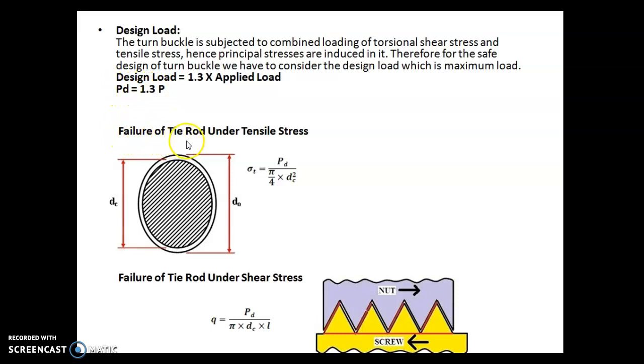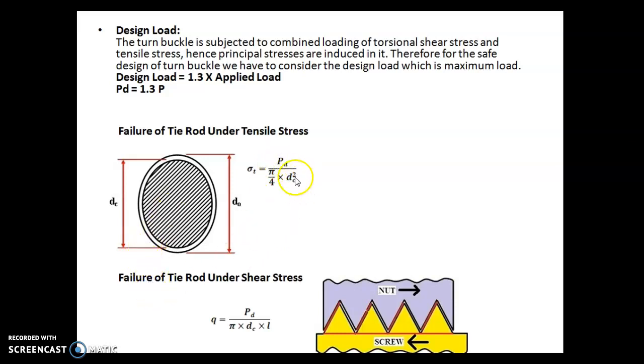First step is failure of tie rod under tensile stress. So see, this is a tie rod cross section. Small dc is the core diameter, small do is the outer or nominal diameter. The tensile stress induced in the tie rod is equal to force upon area, as we know that tensile stress is force upon area. The force is taken as the design load, and the corresponding cross section area is pi by 4 into dc square, at which the tensile stress will act.